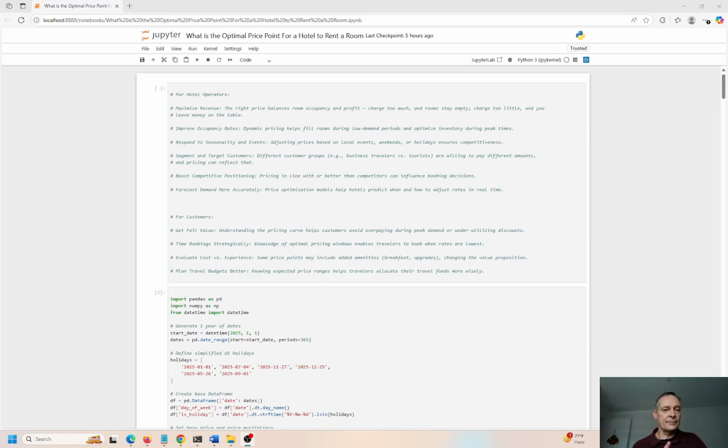So we can maximize revenue, right? The right price balance between room occupancy and profit and how much you charge. If you don't, you stay empty and you actually lose business, so that's even worse. We're going to look at that. Improve occupancy rates, respond to seasonality and special events, segment or target customers, right? We can slice up the marketing effort into different segments and different groups.